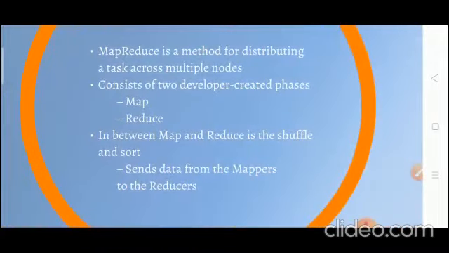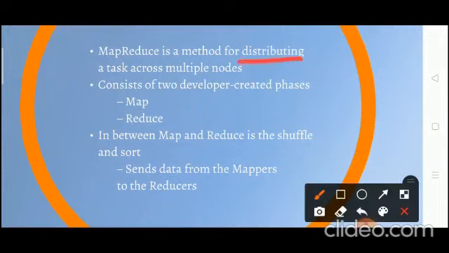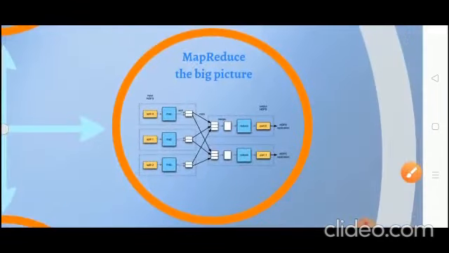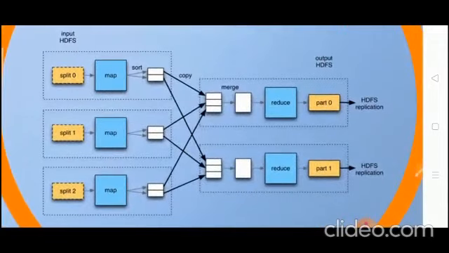So MapReduce is the method of distributing a task across multiple nodes. We can distribute the task to multiple nodes, and then every node will work on this particular phase. First it will map, and then it will reduce. In between map and reduce there will be operations like shuffle and sort. So we need to understand what exactly map is doing and what exactly reduce is doing. With this example of MapReduce, you will have an idea of what can be done.